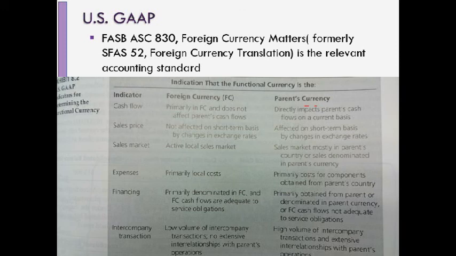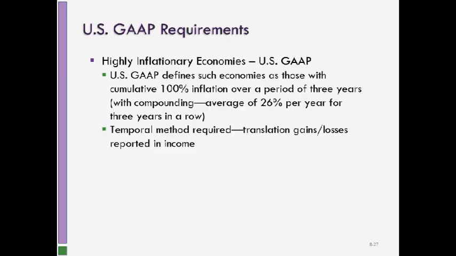The fallback position is you use the temporal method unless you're convinced that the subsidiary is totally independent and you have a lot of evidence to say that it's really treated like an investment. Of course, there are other requirements for hyperinflationary economies, those that have 100% inflation or more over a 3-year period. The temporal method is required.